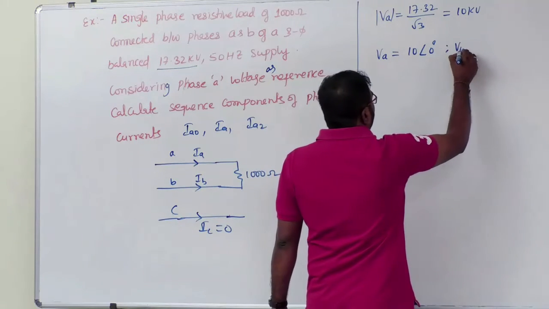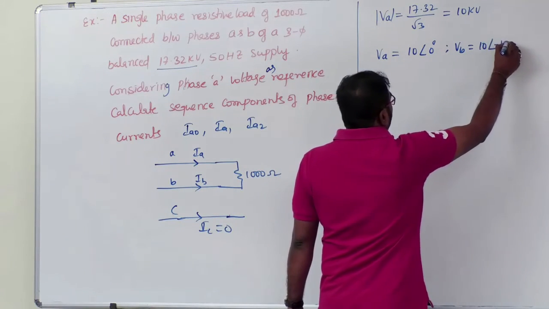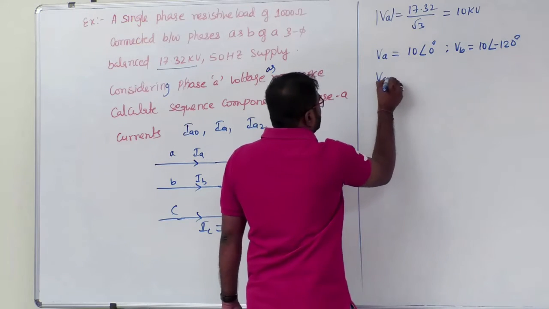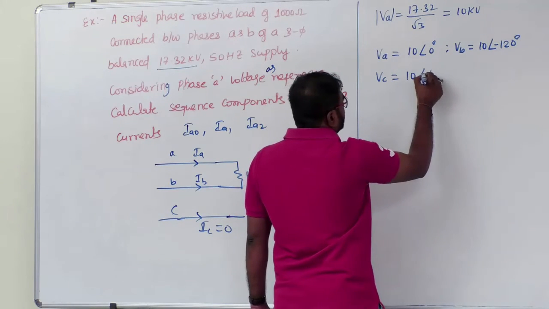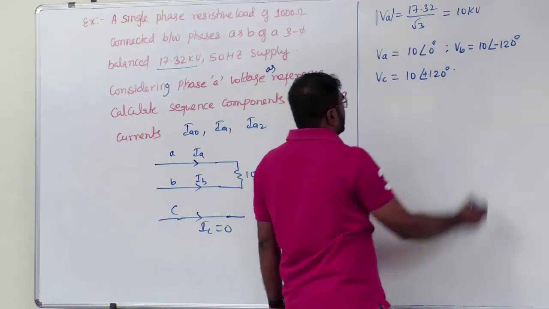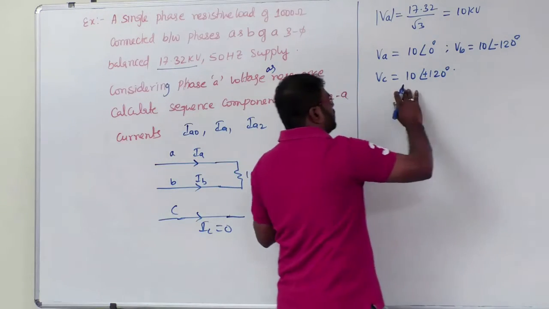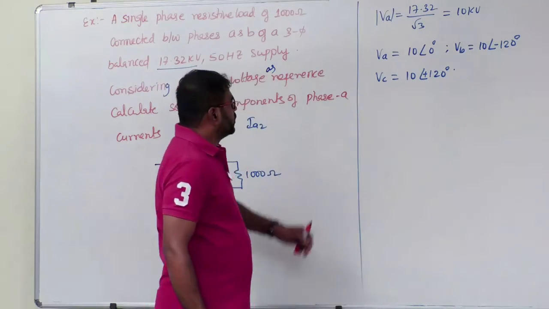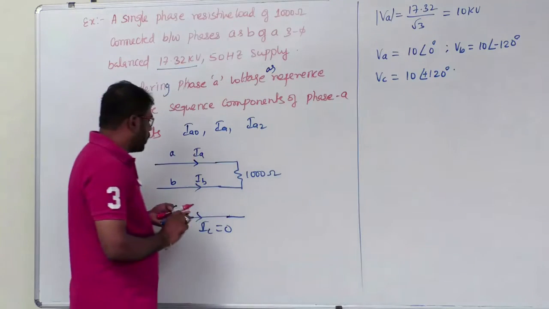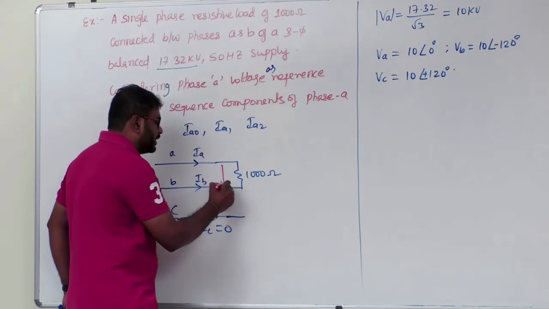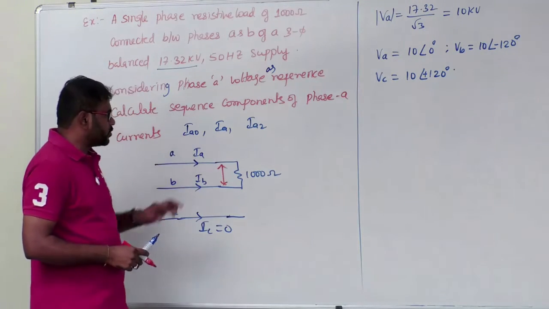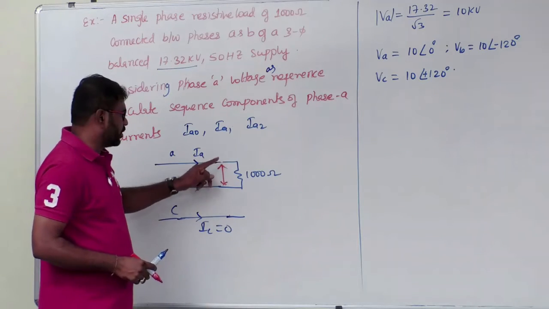So what is VB? 10 at an angle minus 120. What is VC? 10 at an angle plus 120. Clear? Otherwise, alpha square 10, 10 into alpha, right? But we need to know what is VAB, because the voltage across this resistance is VAB. Correct or not? It is connected between A and B.